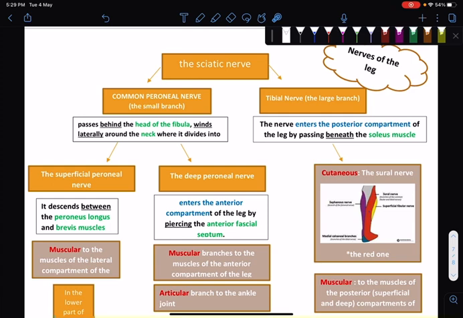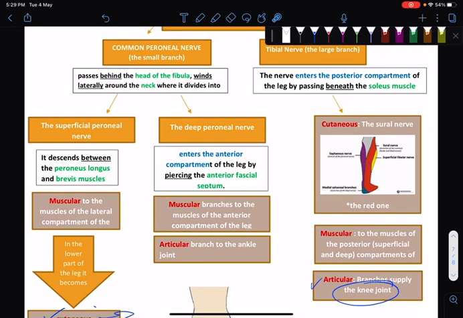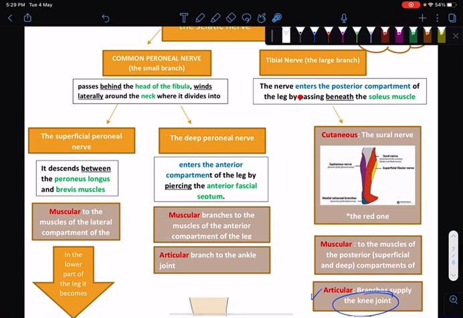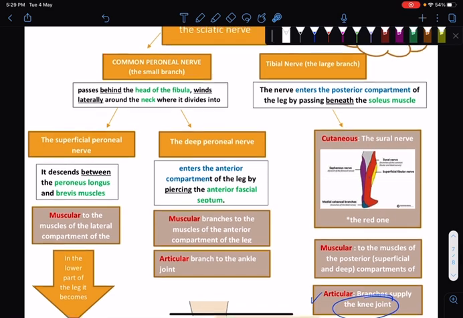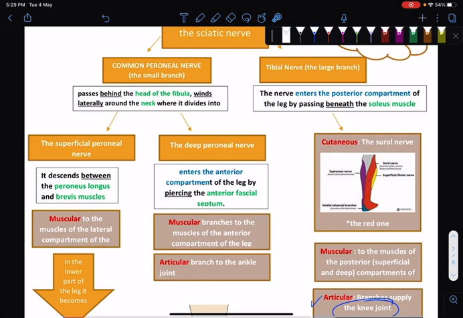The tibial nerve، واحنا سمعنا فيه لما حكينا عن المسلز of the compartments of the leg. The tibial nerve enters the posterior compartment. زي ما حكينا مين بيغذي superficial أو deep posterior compartments of the leg؟ اللي هو tibial nerve, which is the large branch of the sciatic nerve. The nerve enters the posterior compartment of the leg by passing beneath the soleus muscle. بينزل تحت الـ soleus muscle, which is a muscle of the superficial posterior compartment of the leg.